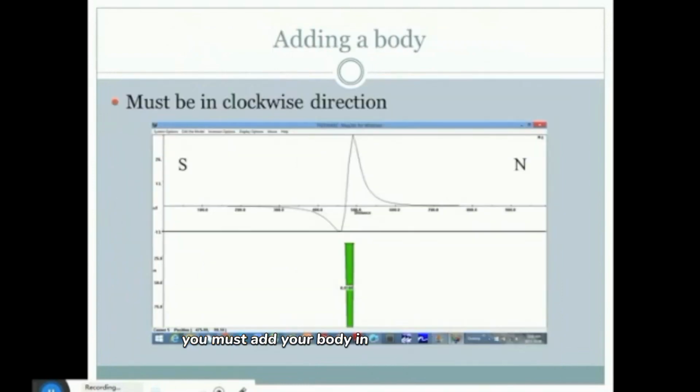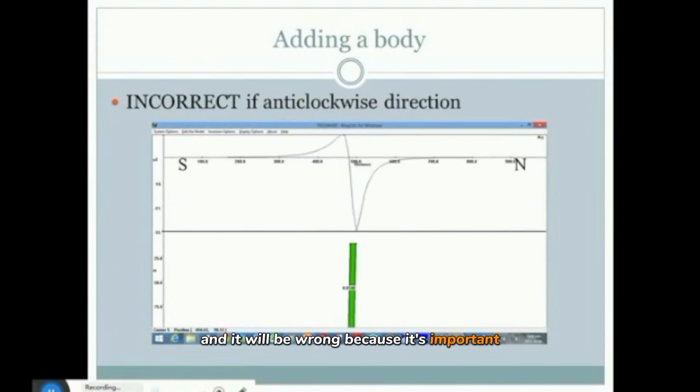You must add your bodies in a clockwise direction. I started saying that in gravity just to get you into it. If you add it in the wrong direction, if you go anti-clockwise, your anomaly will flip and it will be wrong because it's important. So that's an example of it done in an anti-clockwise direction.